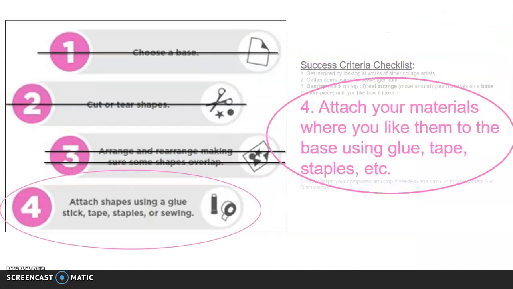Once your collage is how you like it, you want to attach it to the base using materials you have available. You could try glue, tape, or staples. If you do not have anything at home to cut and paste items, you can always take a picture of the collage when you're done arranging it without gluing it together at all. Okay, all you have to do is make sure you hold your camera still over the top and you can get a picture of it even if it's not glued together. But if you have it available, go ahead and glue it together.